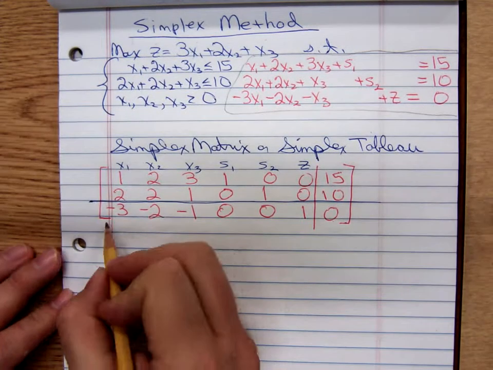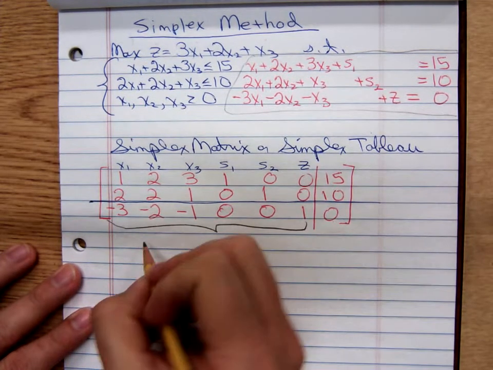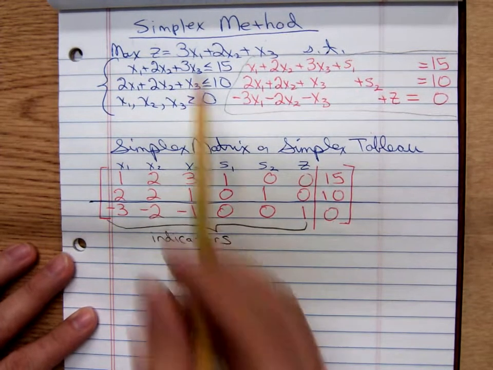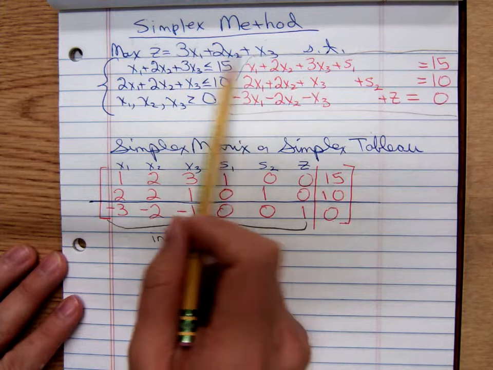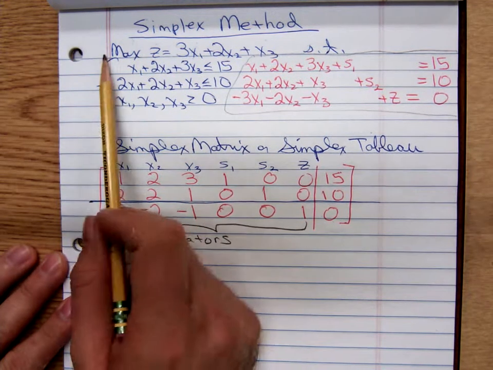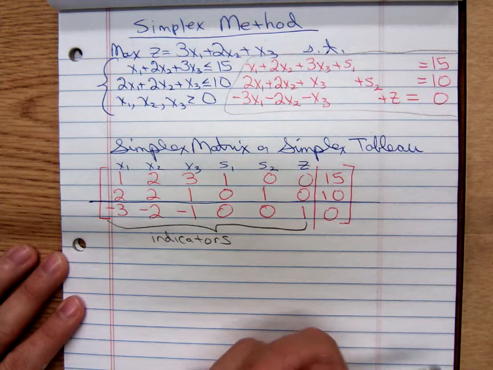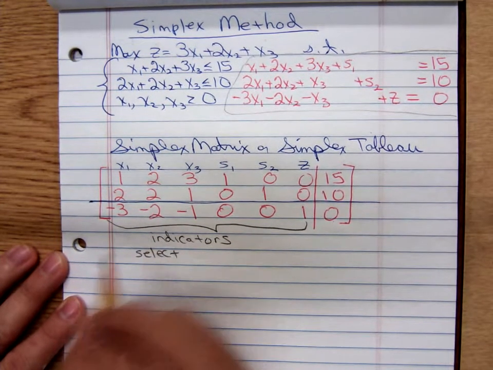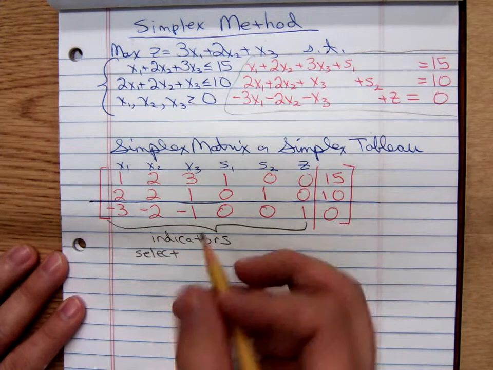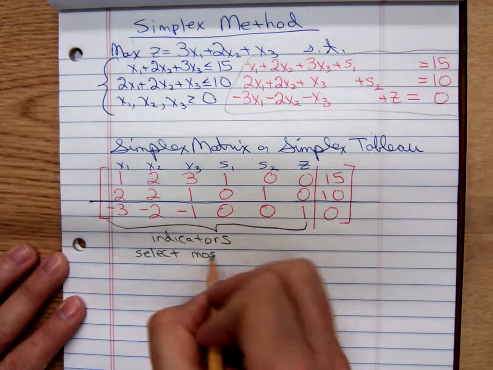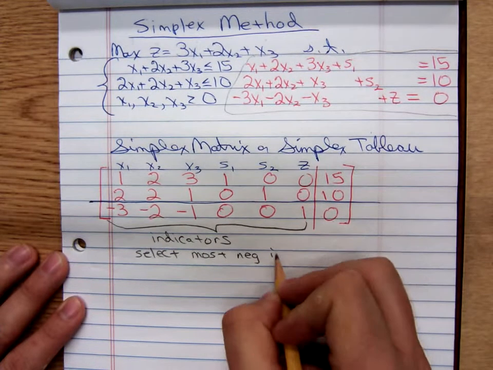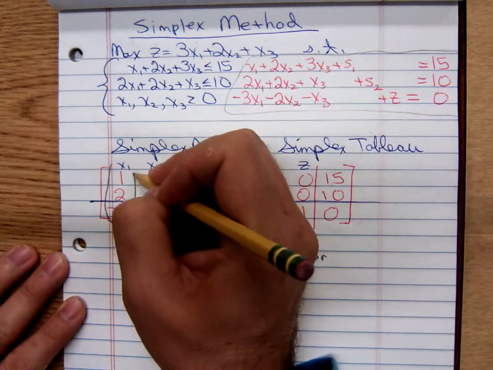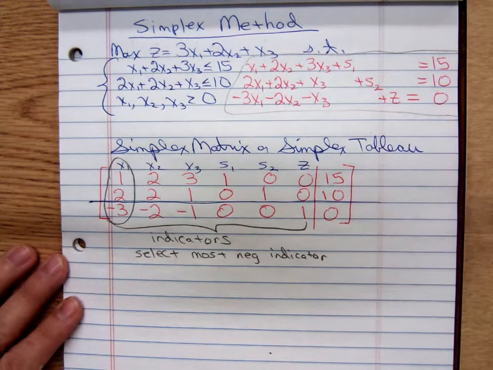Looking down here, those numbers are called my indicators. The biggest positive number in the objective function, when it was moved over, became the most negative indicator. By most negative, I mean the negative number with the largest absolute value. So select the most negative indicator. That gives me my pivot column. X1 is going to be my pivot column.